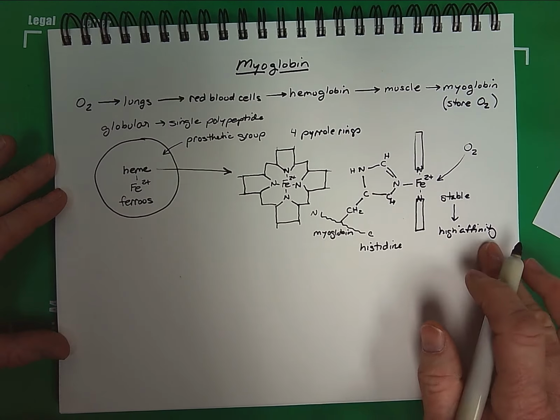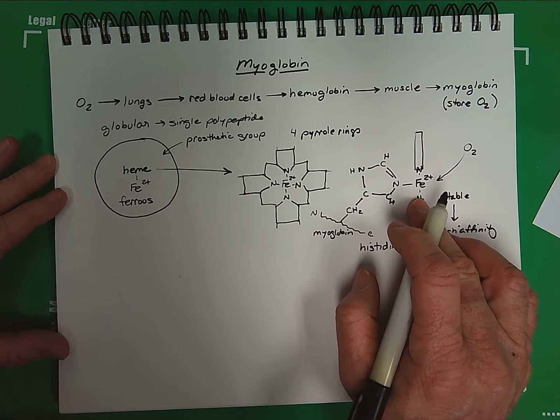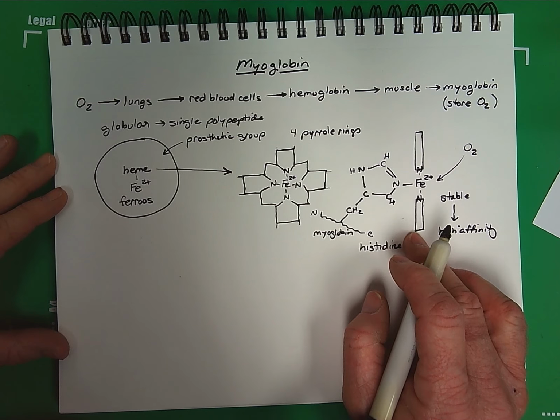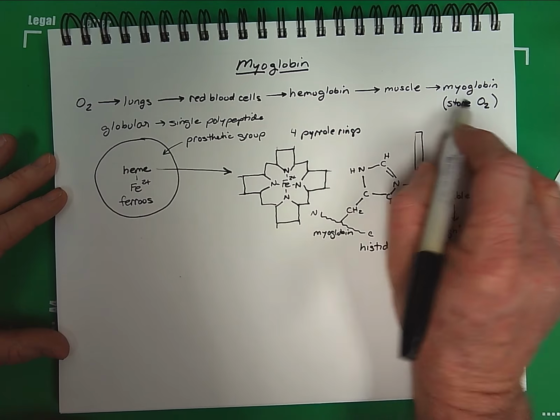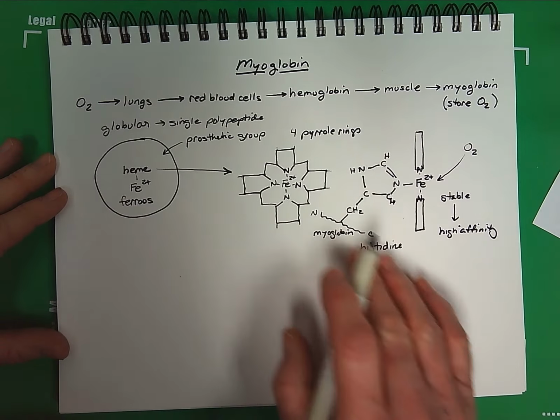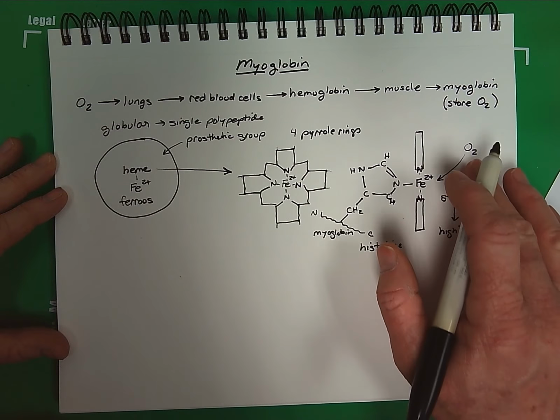Now high affinity binding of oxygen to myoglobin makes sense because we want to make sure that our myoglobin is fully saturated as much as possible with oxygen so that our muscle tissues are not deprived of oxygen. So in order for this to be true, we need to have our myoglobin have very high affinity for oxygen binding.